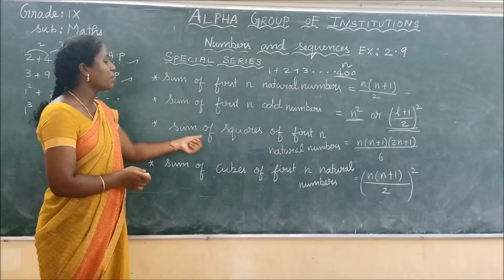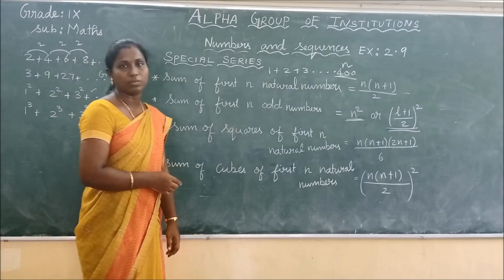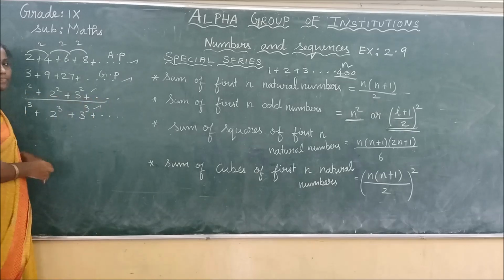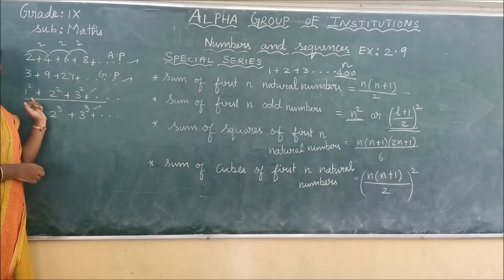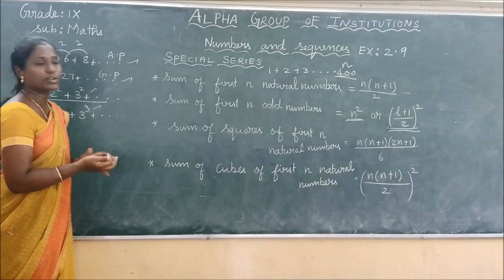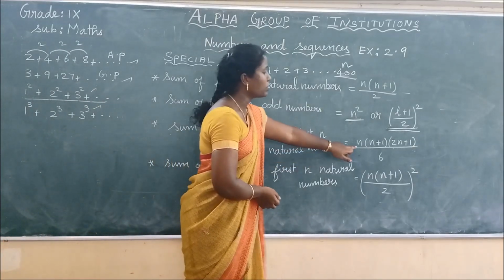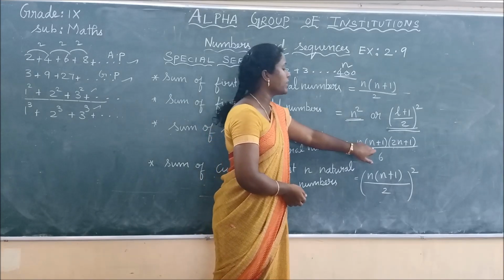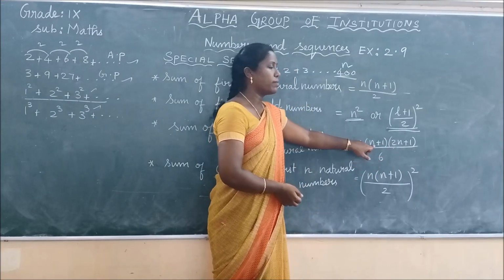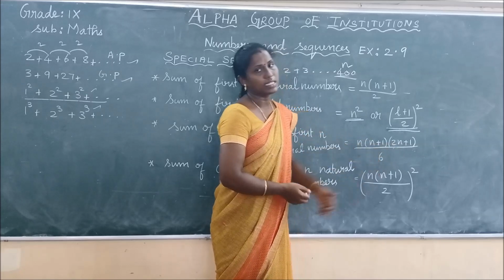Yes. The next one, the sum of squares of first n natural numbers. Please see this example, squares of natural numbers. If you are adding the squares of the first n natural numbers, you have to use the formula n into n plus 1 into 2n plus 1 by 6. What's the formula? n into n plus 1 into 2n plus 1 by 6.